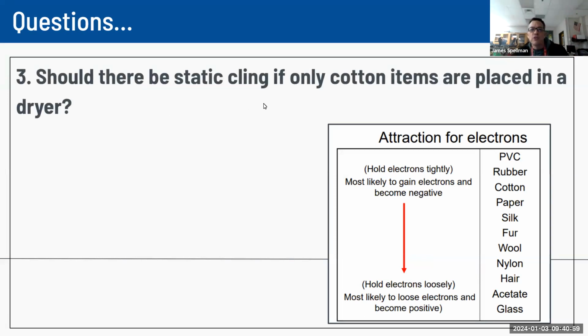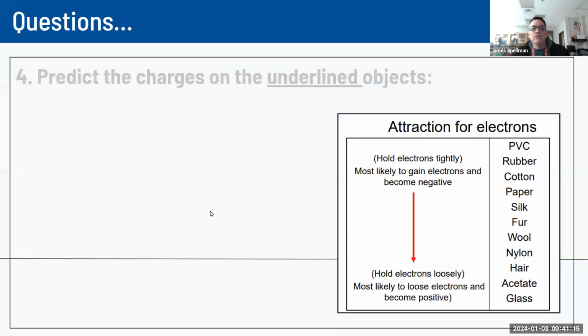Should there be any static cling if only cotton items are in the dryer? Well, if you've got a bunch of cotton rubbing around, then you shouldn't have a net buildup of electrons. Just like with my hands, since it's the same substance, electrons are going to be moving, but they should be moving at about the same amount. And then finally, predict the charges on the underlying object.